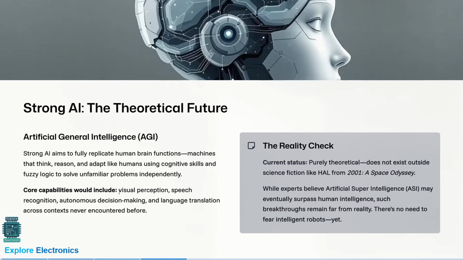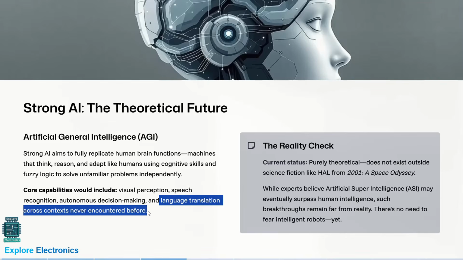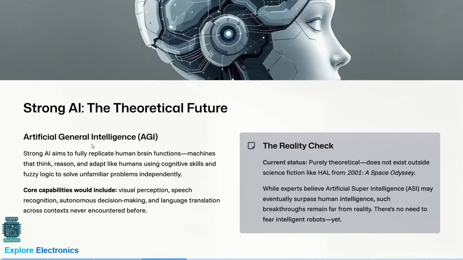The core capabilities would include visual perception, speech recognition, autonomous decision making, and language translation across contexts never encountered before. That is what strong AI is capable of doing. The current status of strong AI is that it is purely theoretical, still does not exist outside science fiction, like HAL from 2001: A Space Odyssey. While experts believe artificial intelligence may eventually surpass human intelligence, such breakthroughs remain far from reality so far. There is no need to fear intelligent robots yet. This is the existing reality of strong AI. It has to evolve more.